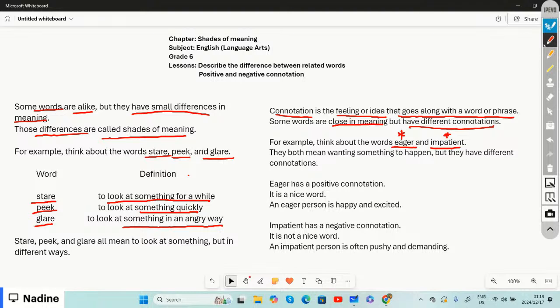So both of these words, it's like you want something. Like you want something to happen. You want it to be Christmas now or my birthday now because I want something. But eager and impatient have different connotations. One word has a positive connotation, meaning it's a nice word, and the other word has a negative connotation, meaning it is a not so nice word.